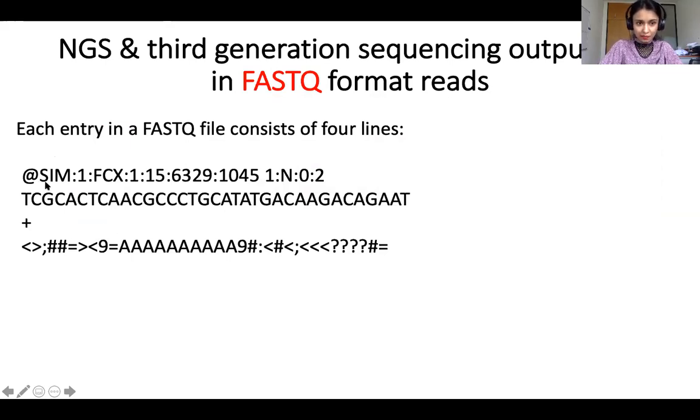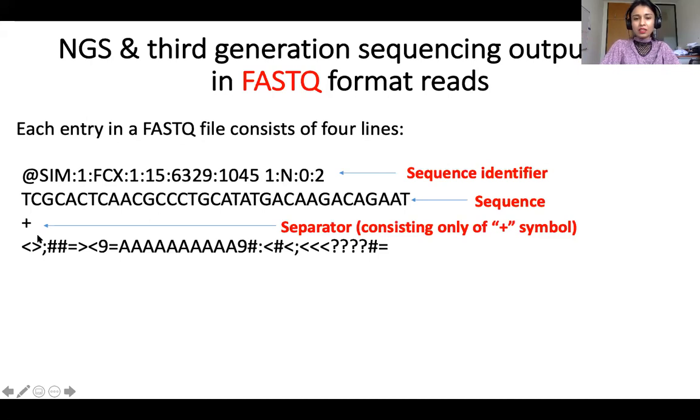It has 4 lines: 1, 2, 3, 4. The first line is a sequence identifier. Instead of starting with a greater-than sign, it starts with an at sign, followed by the name or a unique identifier, which the sequencing machine itself gives. We don't have to do that. This is how the data comes. The second line is your sequence itself, the nucleotide sequence for the fragment.